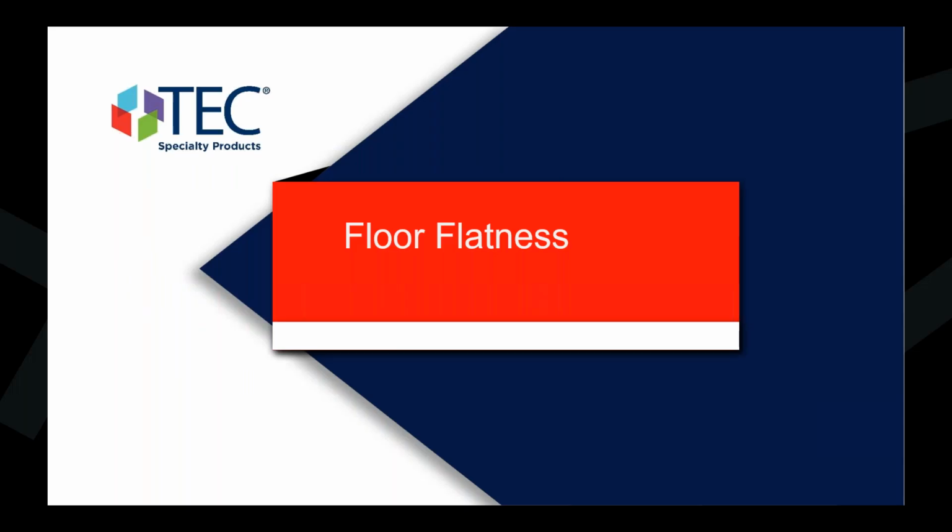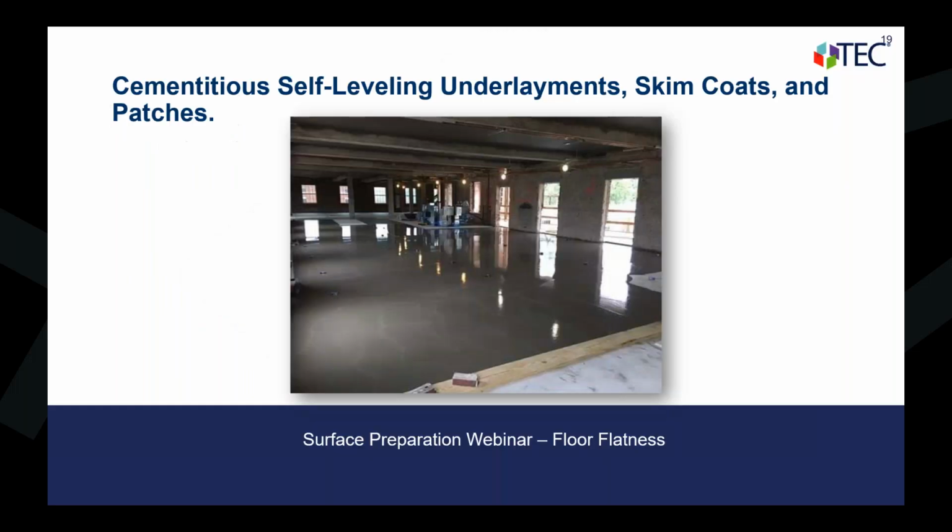And now we're going to get into floor flatness. After we've done our moisture mitigation system, we need to make sure the floor is within the requirements of installing tile or whatever your installation may be. And we can use self-leveling underlayments. We can do patches. For this one here, this is a self-leveling underlayment that was put down.